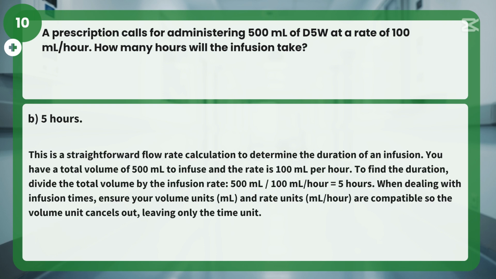Answer B. 5 hours. This is a straightforward flow rate calculation to determine the duration of an infusion. You have a total volume of 500 milliliters to infuse and the rate is 100 milliliters per hour. To find the duration, divide the total volume by the infusion rate, 500 milliliters / 100 milliliters per hour equals 5 hours. When dealing with infusion times, ensure your volume units, mL, and rate units, mL/hour, are compatible so the volume unit cancels out, leaving only the time unit.